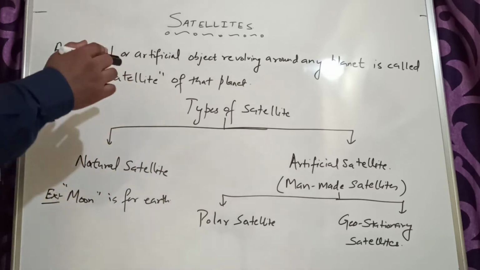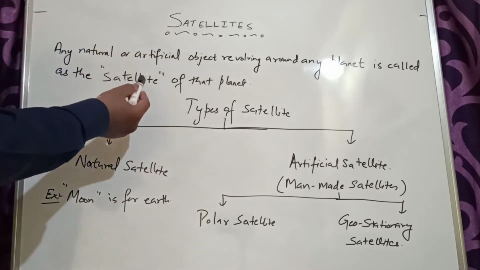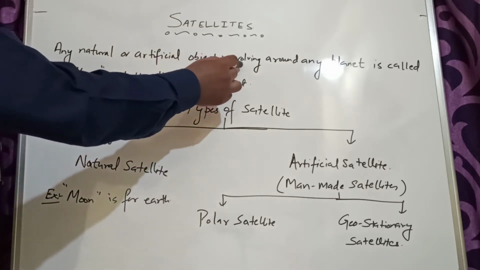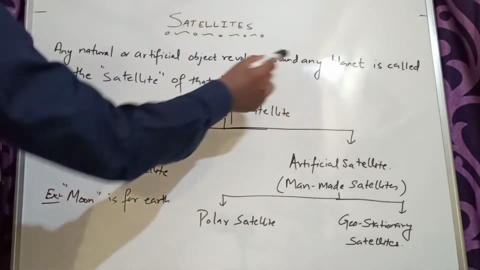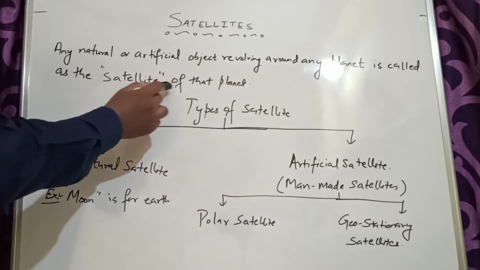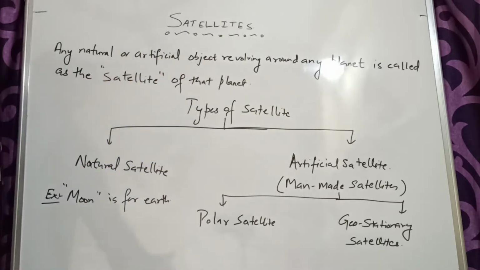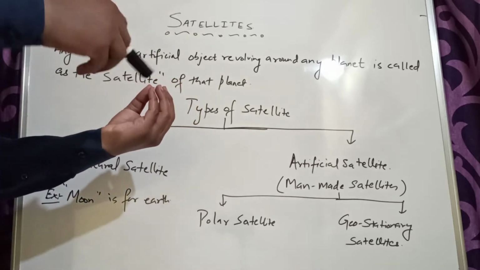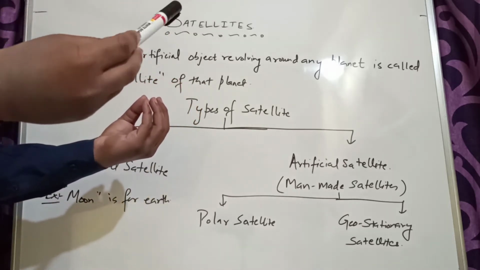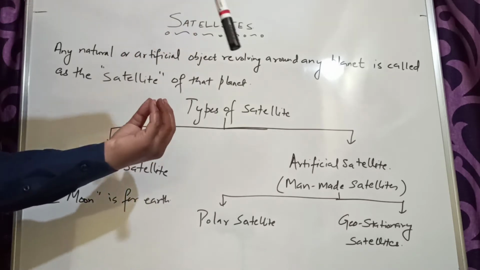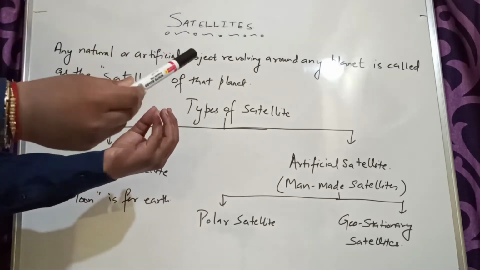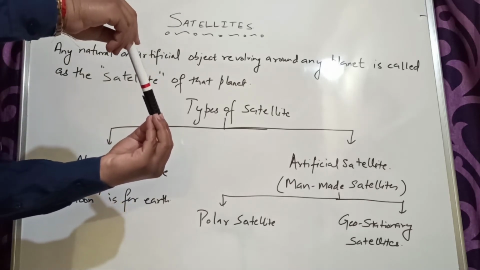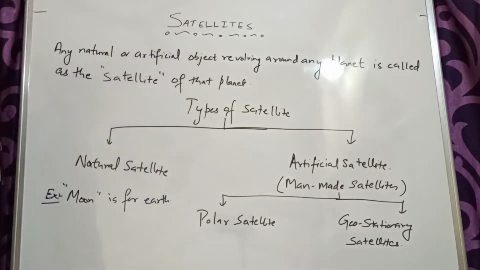Okay, now see, first, what is the definition of satellite? See, any natural or artificial object revolving around any planet is called the satellite of that planet. Okay, take for example, this is a planet and any object is revolving, like take this object, and it is revolving around this planet. Therefore this object is the satellite of this planet. Clear? So this is your satellite.